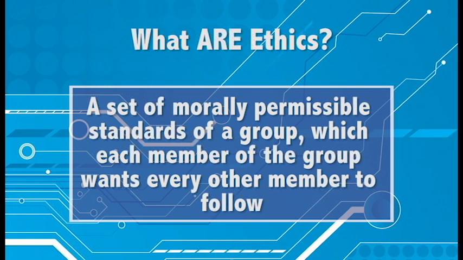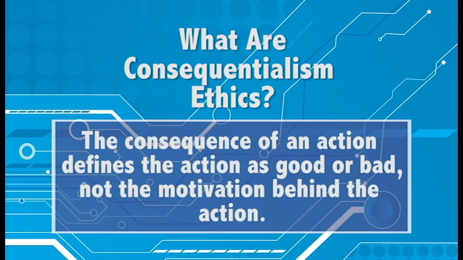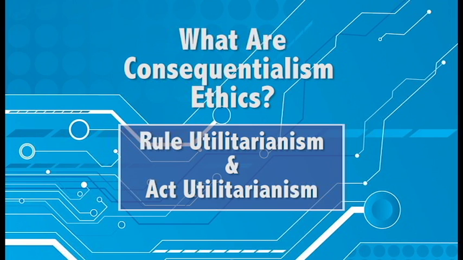What are ethics? Ethics are a set of morally permissible standards of a group which each member of the group wants every other member to follow. This first idea we are going to look at is consequentialism ethics. The consequential ethical theory states that the consequence of an action defines the action as good or bad, and not the motivation behind the action. This is the basis for both rule utilitarianism and act utilitarianism.